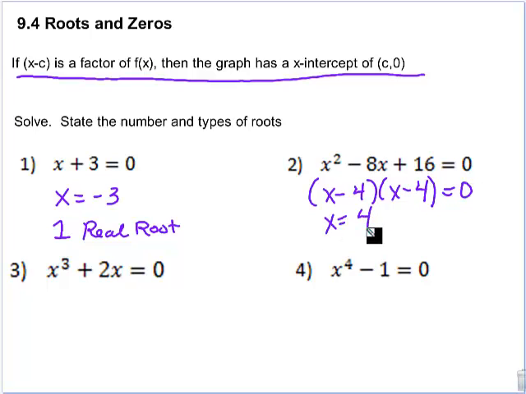4. Now, careful here. How many solutions do we have? We actually have 2 solutions. Why is this 2 solutions? I only see one answer up here. Yeah, there's really 2 4s here because both of these are equal to 0. So there's actually 2 solutions. So we actually have 2 real roots, because there were two things here that both gave us x equals 4.